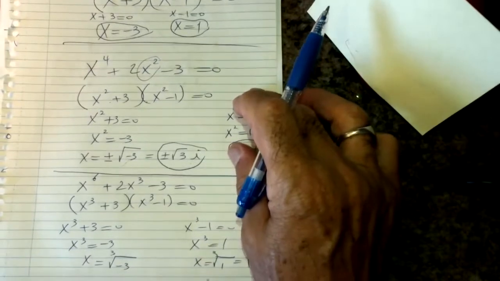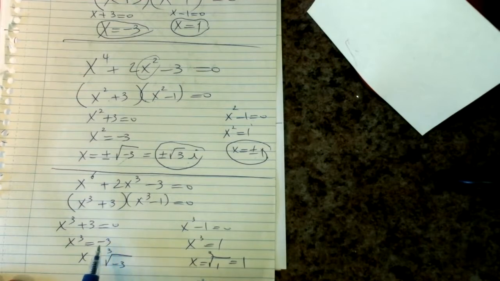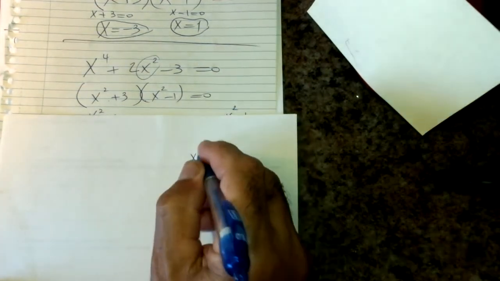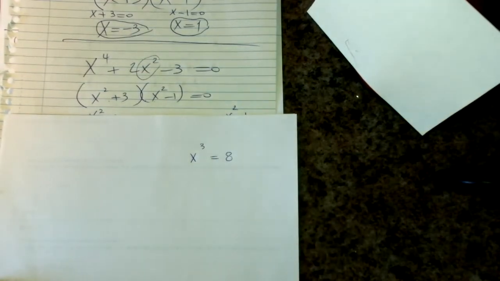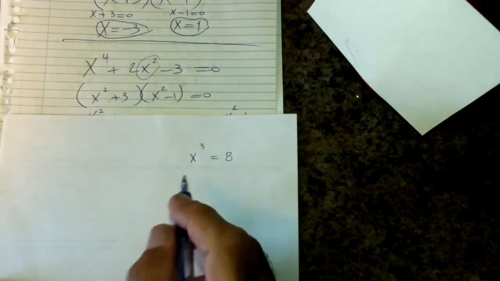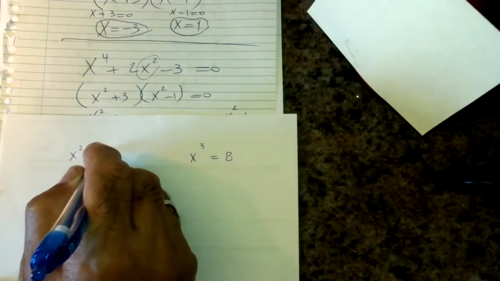This one, very similar. Remember, when you are solving these problems, when you take the cubic root of both sides, you don't have plus or minus anymore. Okay, let's say you have a problem like this. x³ is 8. And I want to show you the difference between this one and this one.